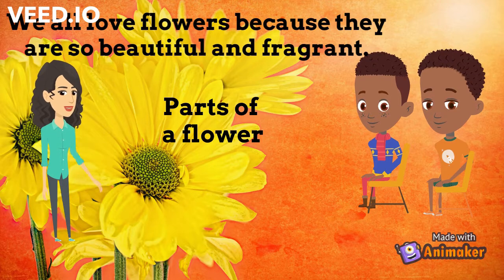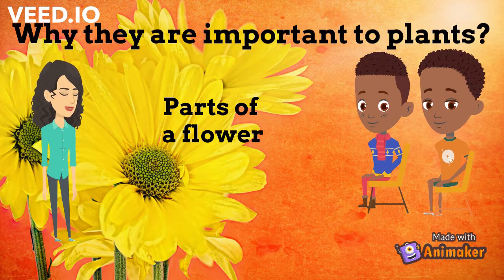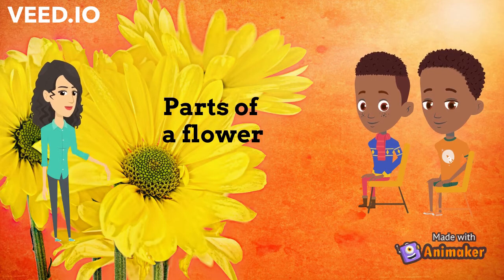We all love flowers because they are so beautiful and fragrant. But have you ever thought why plants produce flowers and why they are important to plants? Please explain to us, how does a flower produce seeds? Yes, I will explain how flowers produce seeds, but first you should know the parts of a flower and pollination. In this chapter I will explain the parts of a flower and pollination, and then in the next chapter you will learn about formation of seeds.